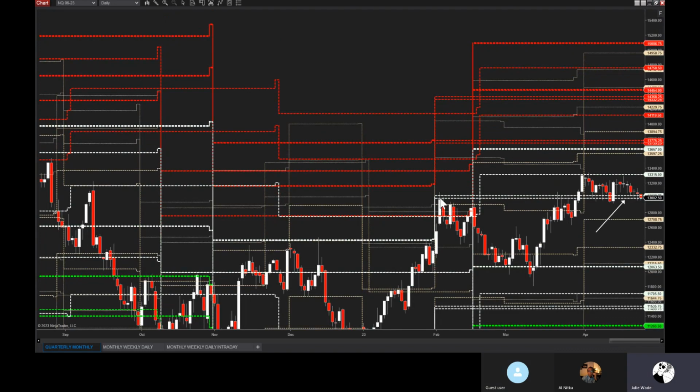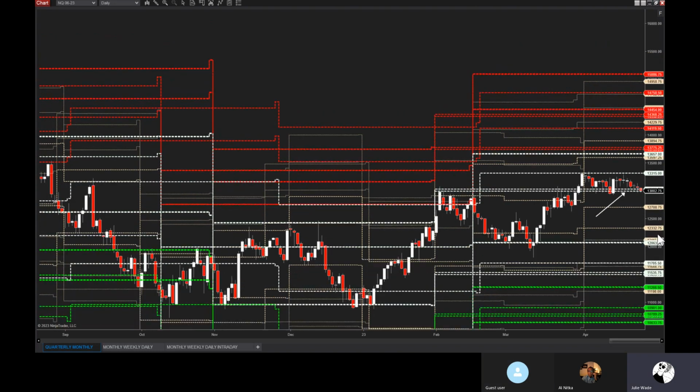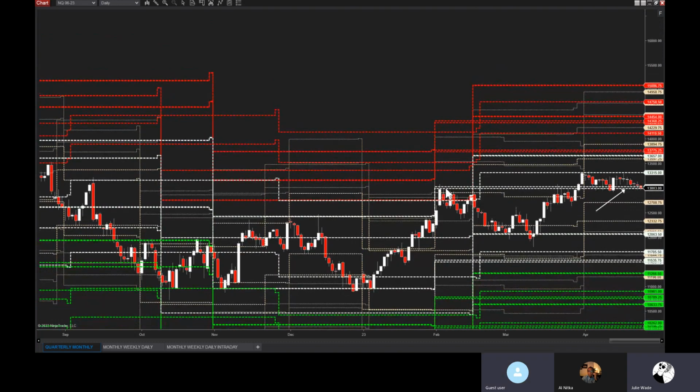So we had this pivot high on the daily right at some 3-month levels.